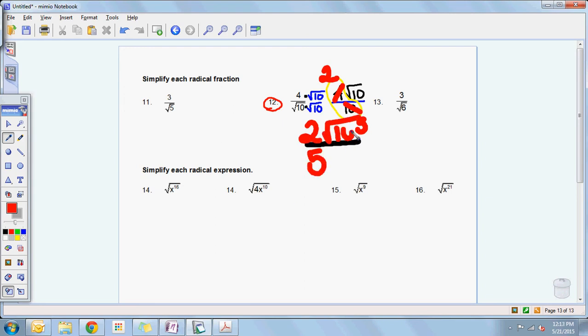And that would be square root of 10. So this would be your final answer.